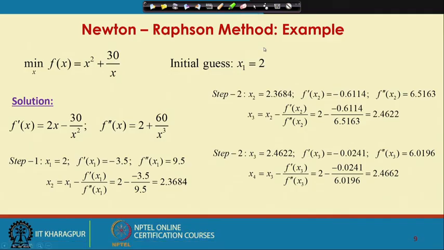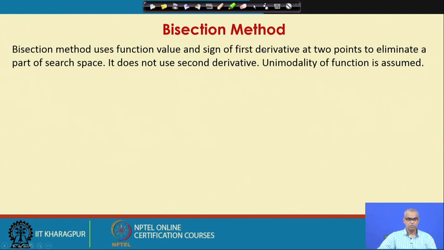Next, let us talk about the bisection method. The bisection method uses function value and sign of the first derivative at 2 points to eliminate a part of the search space. It does not use the second derivative. Unimodality of the function is assumed. So, in some sense the bisection method is similar to the region elimination method.